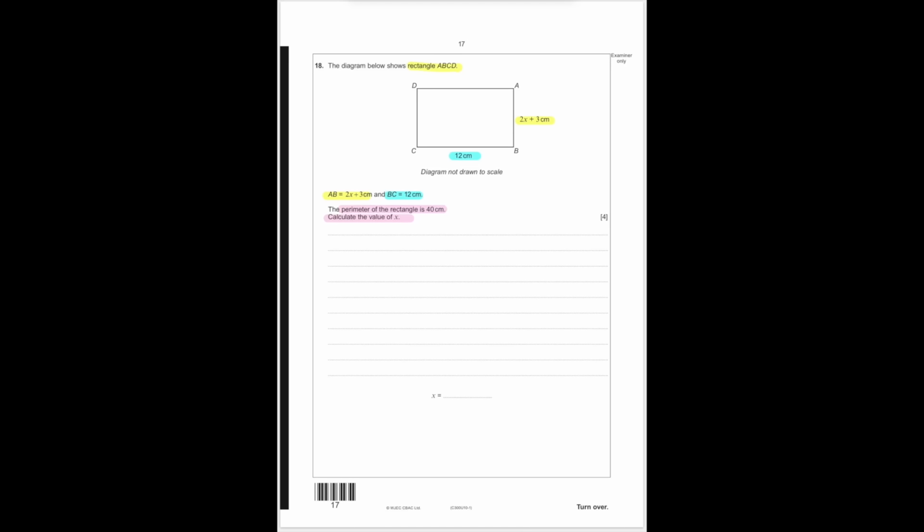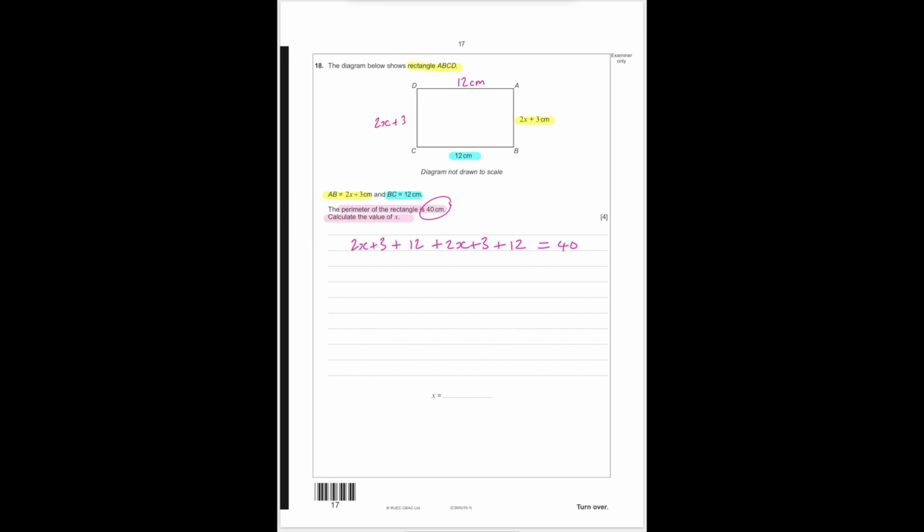So we want to form an equation for the perimeter, guys. So it's a rectangle, so opposite sides are equal. So these I'm going to mark like that. And then to get the perimeter, we would add up all of the sides. So we would have 2x plus 3 plus 12 plus 2x plus 3 plus 12. And they've told us that should equal 40.